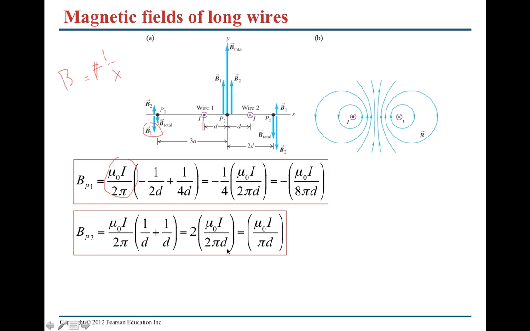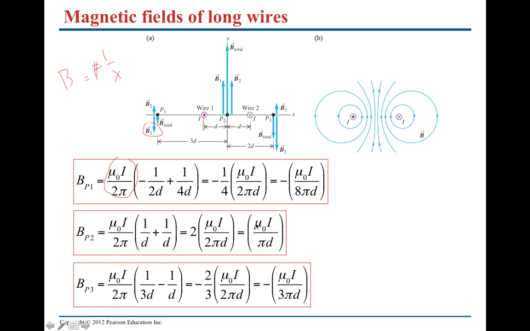Similarly, B at point P2, so these guys will add, and the distances, as you can see, both of them are D, so you simply add them up, and then you get that. And at P3, B1 is going to be positive, so B due to wire 1, you have 2D plus D is 3D, and then this guy here is 2D minus D, which is D, so this will be subtracted. And then if you subtract these guys, that's what you get.